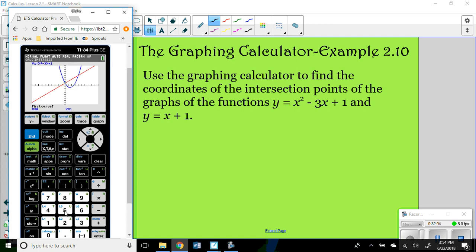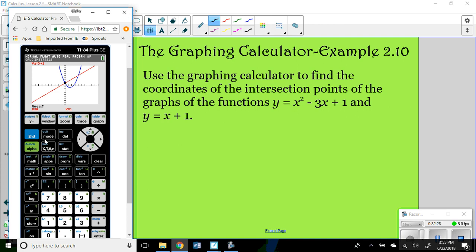It says first curve and second curve. We only entered 2 equations. We did a y1 and a y2. So on first curve, you just hit enter. And on second curve, you hit enter because you only had 2 options for it to pick from. So you can change it, but it's just going to switch which one was first and second. And it doesn't matter when you're talking about where they intersect.